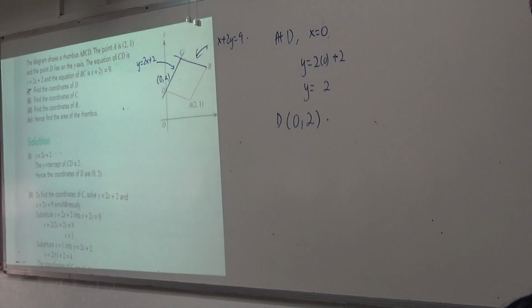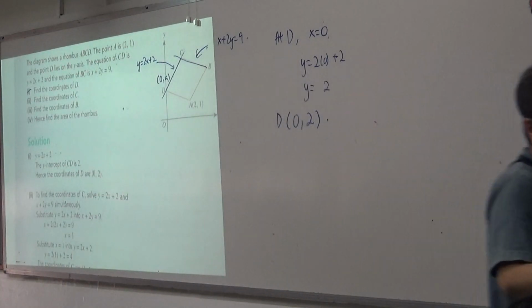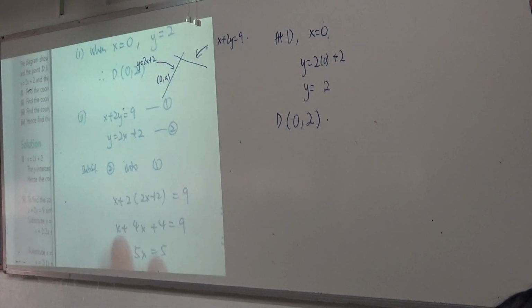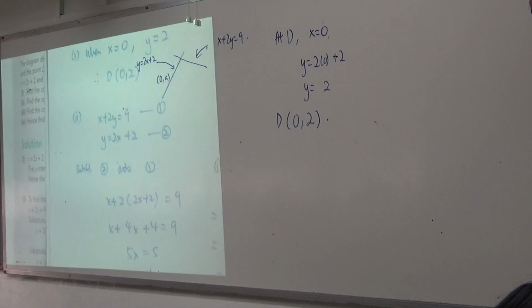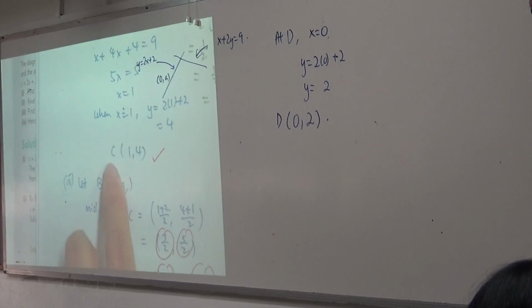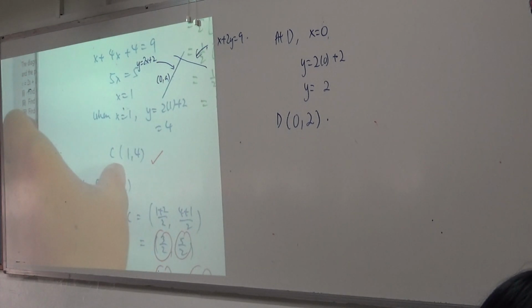Would that be okay? Can? Okay, so if I solve it simultaneously, all of you look, I solve it simultaneously. What did I get C as? 1, 4. Can you see it now? C is what? 1, 4. Okay? Now I'm going to go back to the diagram.